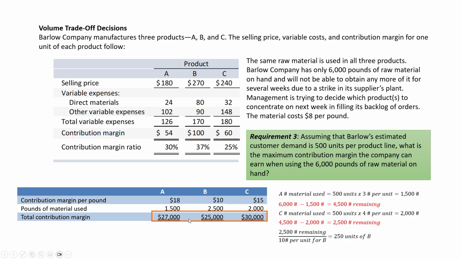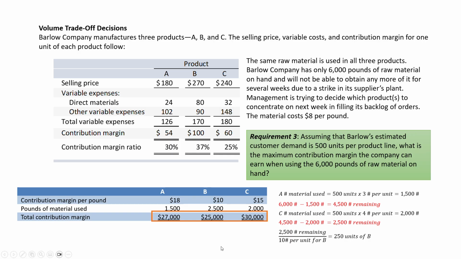Now, the question asks, what's the maximum contribution margin? I'm going to have you work this out on your own. Simply add up the $27,000 plus the $25,000 of B plus the $30,000 of C. So if demand is limited to 500 units per product and you still have the constraint of 6,000 pounds of raw material, the maximum that you can earn is the three of those added together.